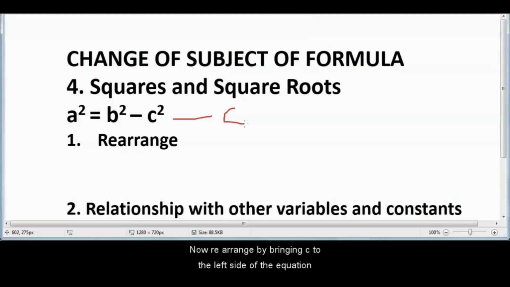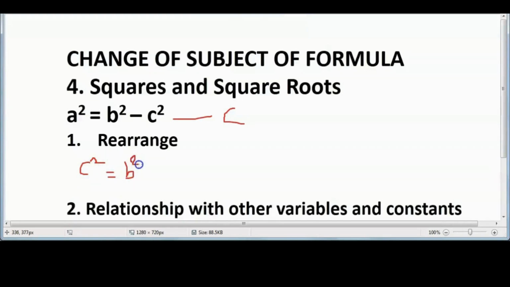Now rearrange by bringing c square to the left hand side of the equation and carry a square to the other side. So it's going to be c square is equal to b square minus a square.